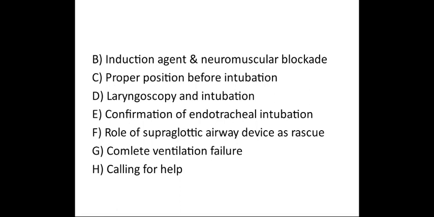Then induction agents and neuromuscular blockade are used. First, propofol is used to suppress laryngeal reflexes. It provides better intubating condition. Ensure adequate depth of anesthesia during repeated attempts at intubation to prevent awareness. Neuromuscular blockade can be given with succinylcholine or we can use rocuronium. The dose of rocuronium is more than 1.2 mg per kg.